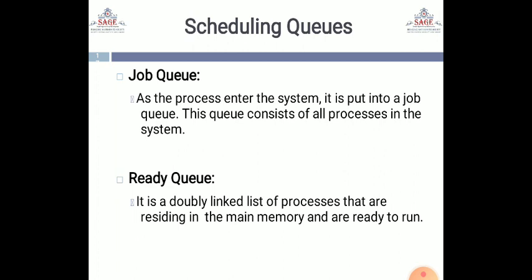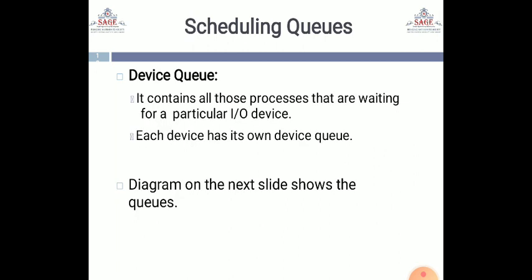Another thing is that whenever processes are completely pulled, the process with the highest priority should be made ready first, and then processes are prioritized according to their execution time. Whenever your system is designed, the process should be placed in the ready queue. Now the third one is the device queue. It contains all those processes that are waiting for a particular input-output device. Each device has its own device queue.